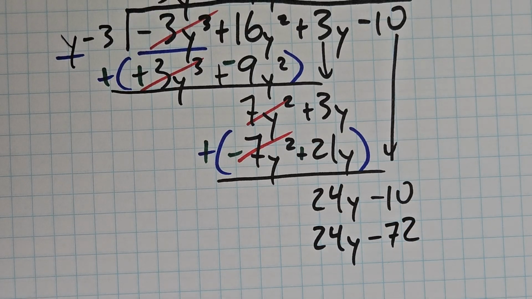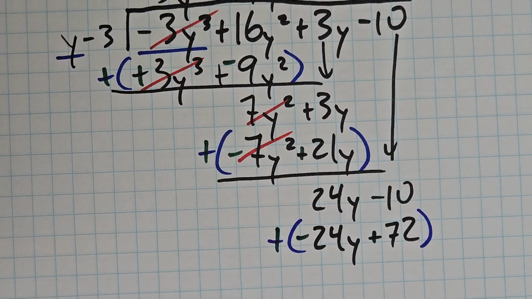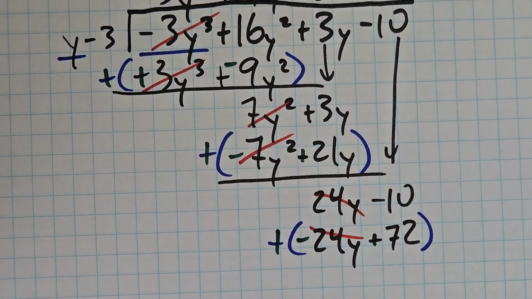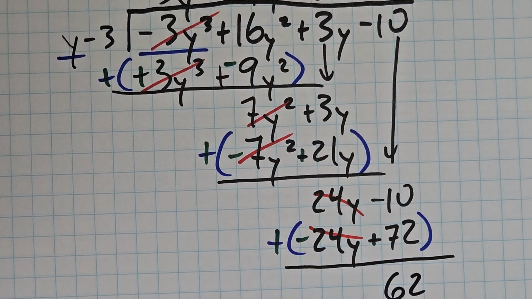Okay. And then subtracting the whole polynomial. Distribute the negative. Cancel, cancel. And we get a remainder of 62.